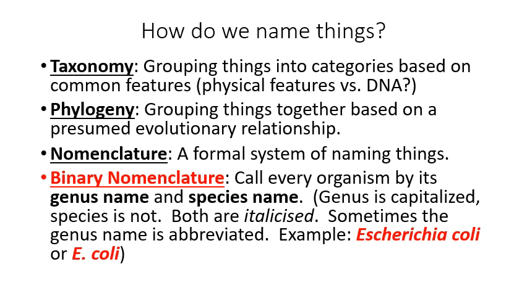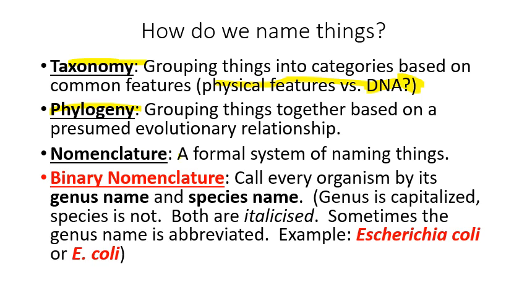Right? So taxonomy is where you group things into categories based on common features. Those common features can even include DNA, which is a very powerful way to group things together and prove that they're all related if they have gene sequences that are nearly identical. Okay, so phylogeny is where you group things together based on a presumed evolutionary relationship.